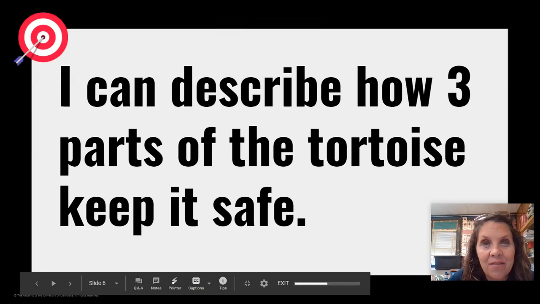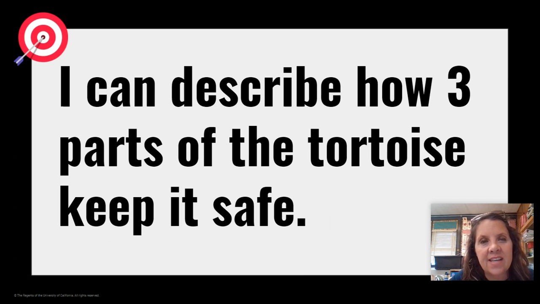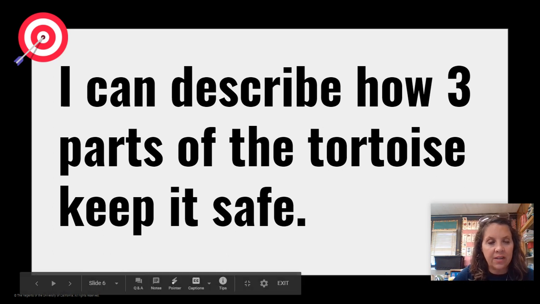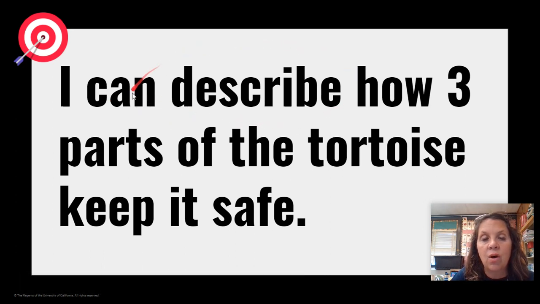It's science time, everyone. Let's get started with our learning target. Our learning target says, I can describe how 3 parts of the tortoise keep it safe. So let's take a look at this learning target and talk about some of these words. It says, I can describe. Another way to talk about describe is just to tell details about or tell about. So I'm going to tell about how 3 parts of the tortoise.